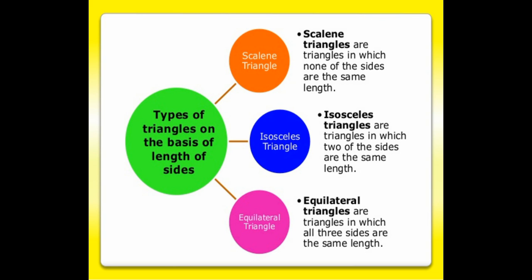Next one is the isosceles triangle. In an isosceles triangle we can see any two of the sides are of the same length. But in an equilateral triangle, all the three sides are of the same size and same length. Understood?